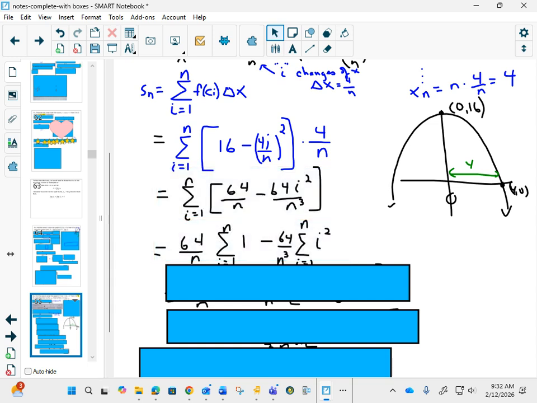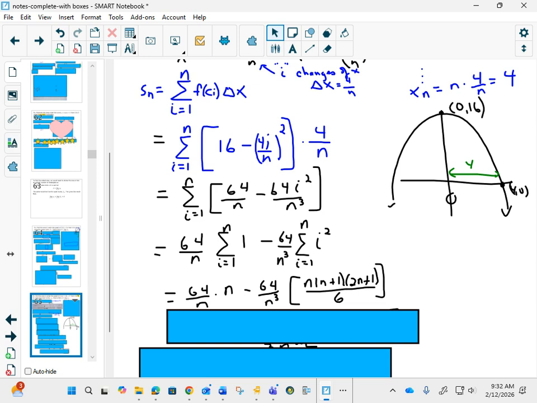Simplifying this. We can pull out the 64 over n out of the first one. We can pull out a 64 over n cubed out of the second one. The first one's just a 1. If you add up the number 1 n times, 1 plus 1 plus 1 plus 1 plus 1 plus 1 plus 1, you see that you would have n of them. So this is a formula. The sum from i equals 1 to n of 1 is adding up n ones. That's going to be n.